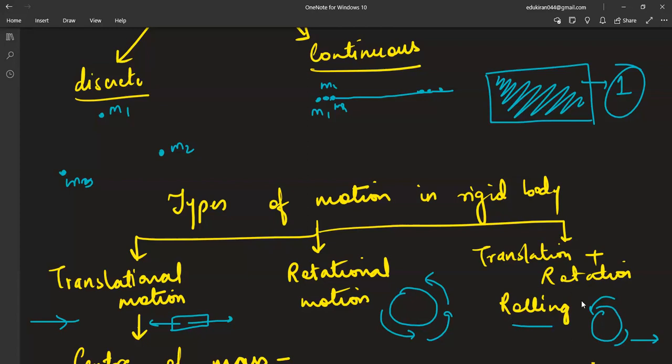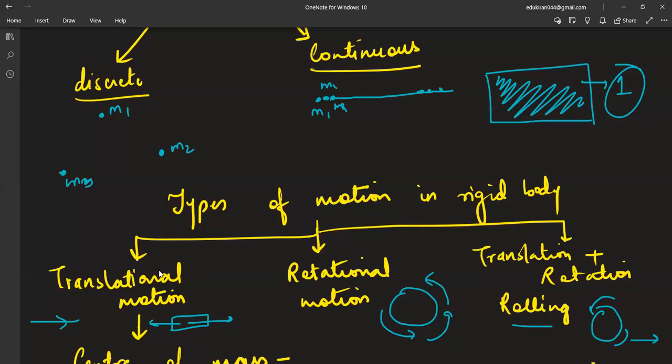So that is rolling motion. Rolling motion we have to discuss. We'll be going through this lesson in 3 portions. First will be translational motion, second rotational motion, third rolling motion. For understanding rolling motion, you have to have the concepts of translational plus rotation.